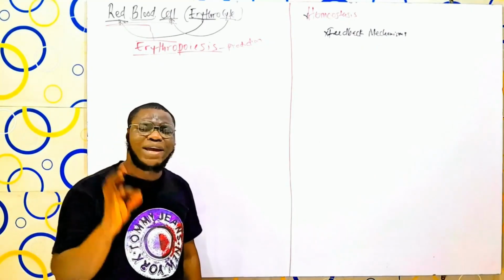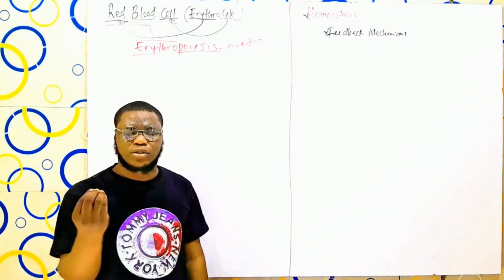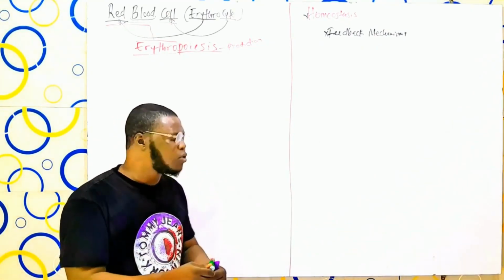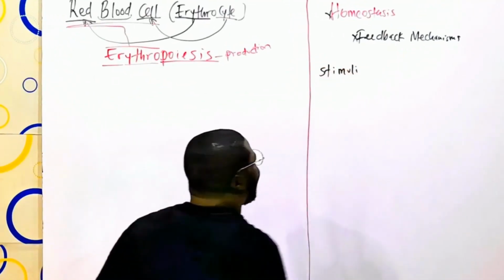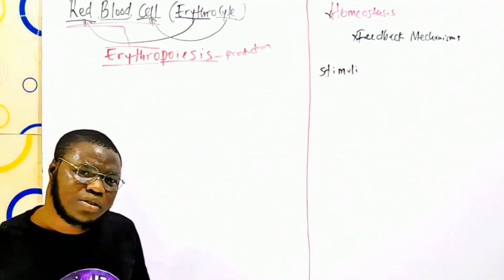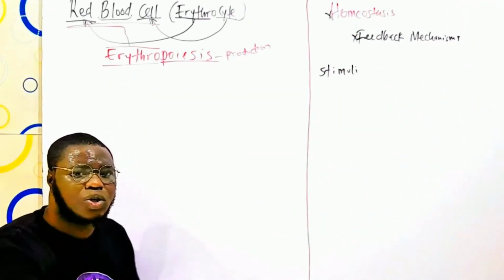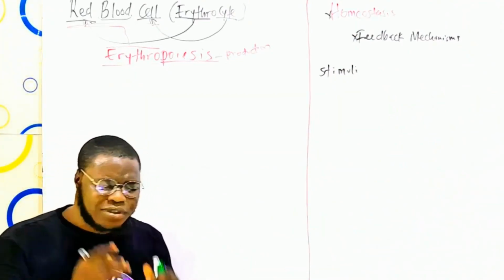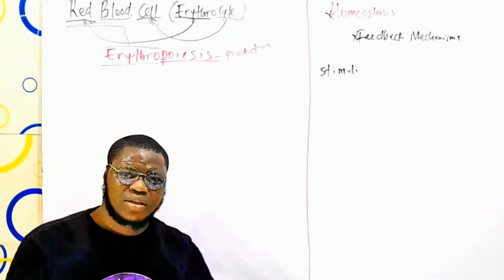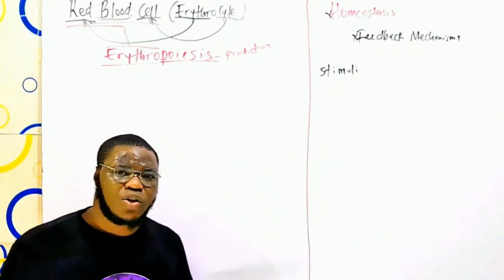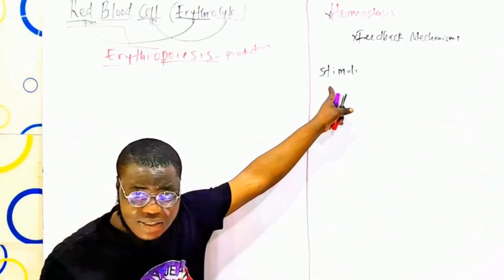The thing I want you to pick from homeostasis is that a mechanism will never occur without something in homeostasis. That thing is called stimuli. What is the meaning of that? I told you homeostasis is all about restoring balance. It means when something is going wrong in your body, homeostasis will not come in to restore it without something telling it. That thing is called stimuli.